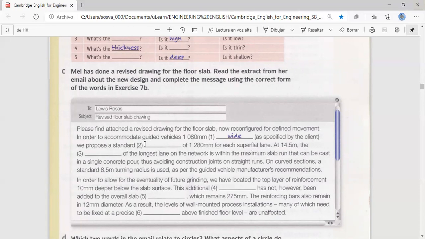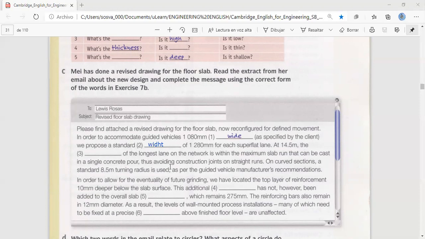We propose a standard, in this case, as we're talking about the width, right? Width. Okay, of 1000 at, in this case, 14.5 meters.